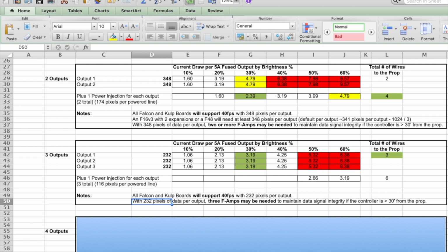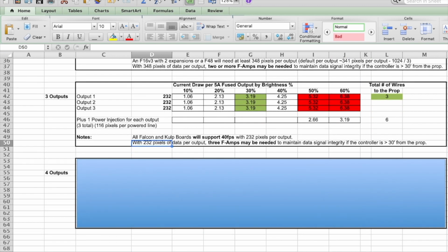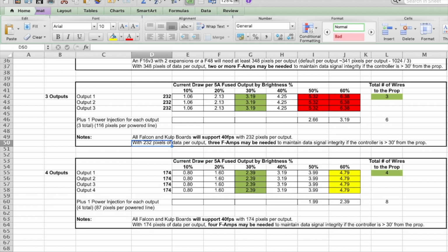If 3 outputs is good, wouldn't 4 be better? So let's take a look. Now we're looking at 174 pixels per output, running at 30%. Each output is only drawing 2.39 amps, and you can run all the way up to 60% and still be okay. In this case, there's really no need to power inject, but you would possibly need to if you're running anything over 60%.